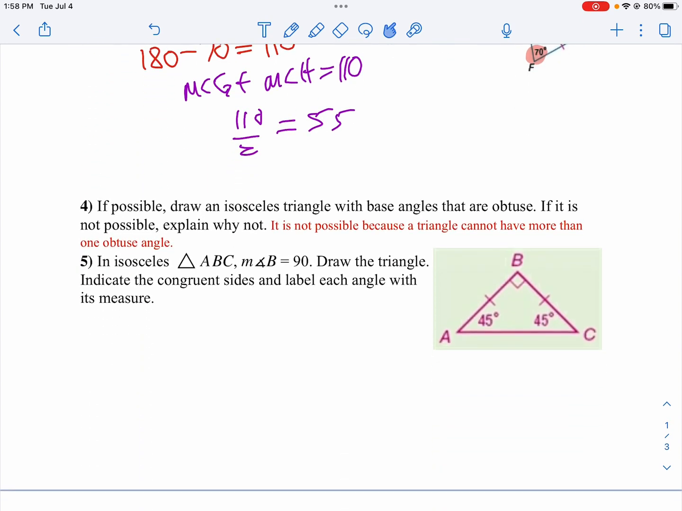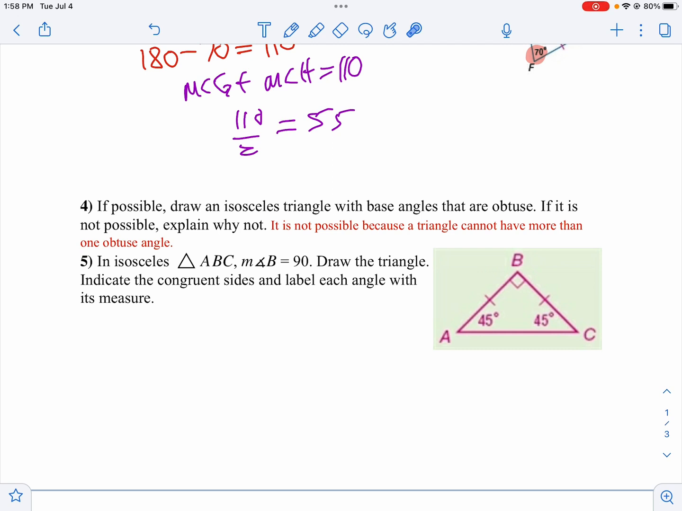On number 4, we were asked to draw an isosceles triangle with base angles that are obtuse. You can't have a triangle with 2 obtuse angles. You can only have one obtuse angle. The vertex angle could be obtuse, but the base angles cannot be, so that's impossible to draw.